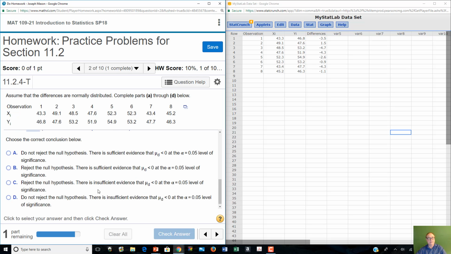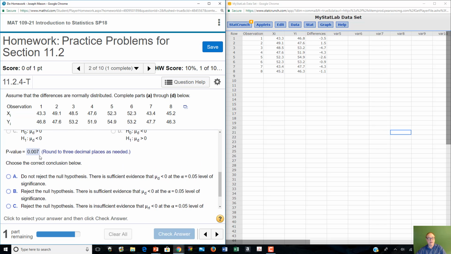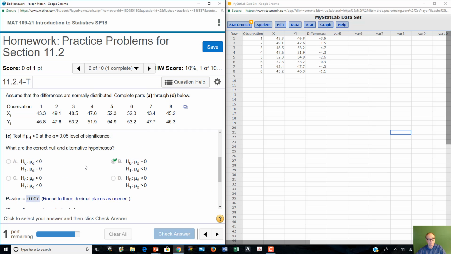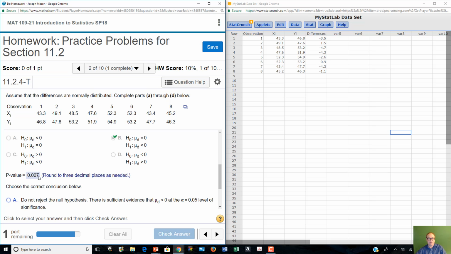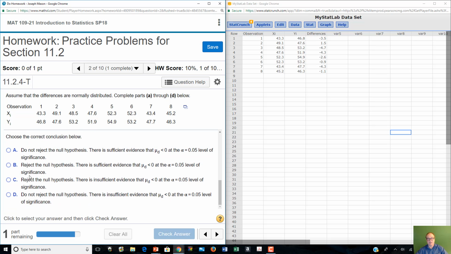Okay. Now, choose the correct conclusion. Well, the p-value was 0.007. What was my alpha? My alpha was 0.05. So 0.007 is less than 0.05. So that means we're going to reject. And if you reject, that means there is enough evidence, or sufficient evidence. This says is sufficient. This says is insufficient. So we want the sufficient. B.